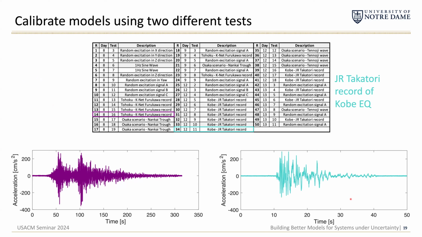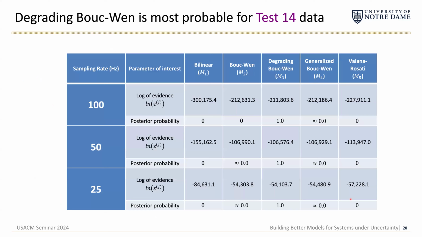And as you can see from these two plots, they're very different types of ground motions, very different types of excitations, although in this case, they were scaled to have close to comparable intensity. But just very different ground motions in general. So we go through the process with our 5 different models. We evaluate the evidence. We then compute our posterior model probabilities. And we see that using this Tohoku Oki earthquake record from test 14, our posterior model probability is essentially 1 for our degrading Bouc-Wen model.